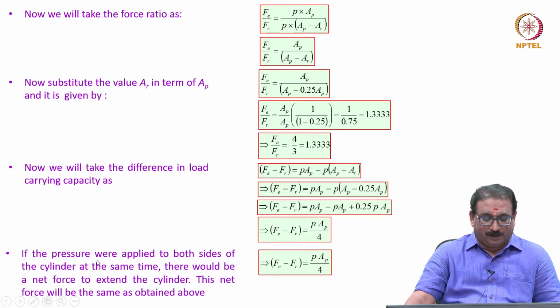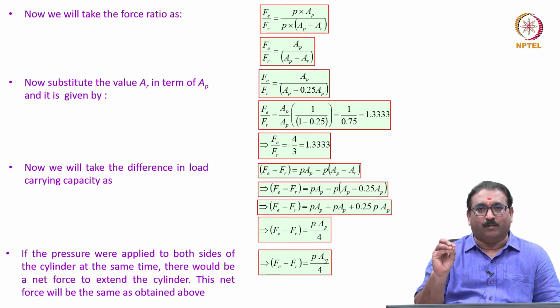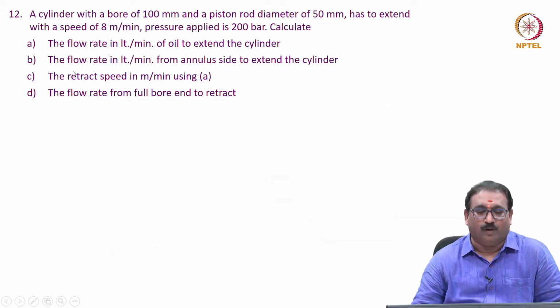So if the pressure were applied to both sides of the cylinder at the same time, there would be a net force to extend the cylinder. This net force will be the same as above, meaning Fe minus Fr equals 1/4 into P into AP. Very, very simple it is. You have to understand the physics in the problem and arrive at it like this. Now let us move on to one more problem.